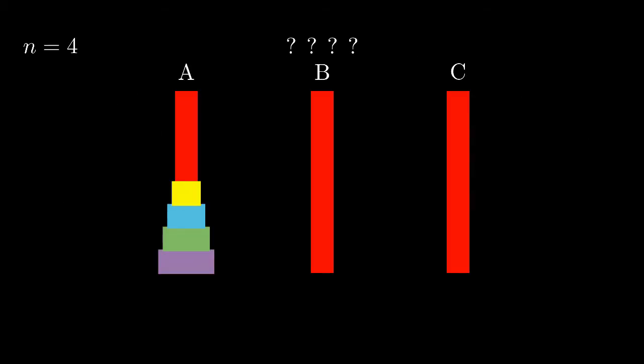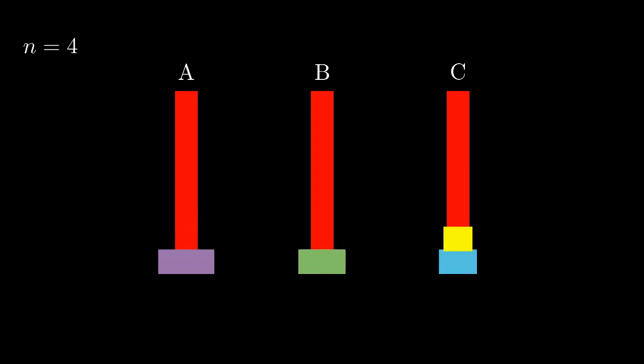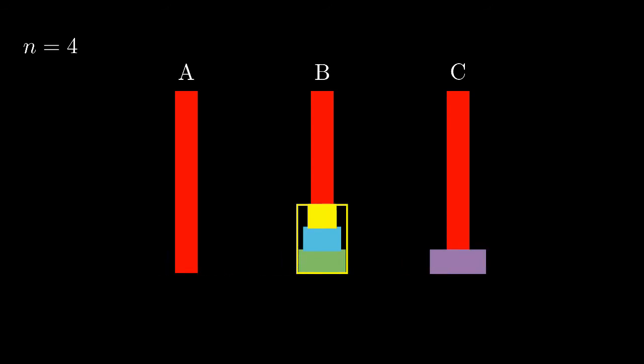When we have 4 blocks, our big problem is n equals 4. The first step one would take would be to move the yellow block all the way to B, move the blue block to C, and move the yellow block on top of the blue block at C, move the green block to B, move the yellow block back to A, move the blue block back to B, move the yellow block to B, and the purple block all the way to the right. Now our subproblem is n equals 3.